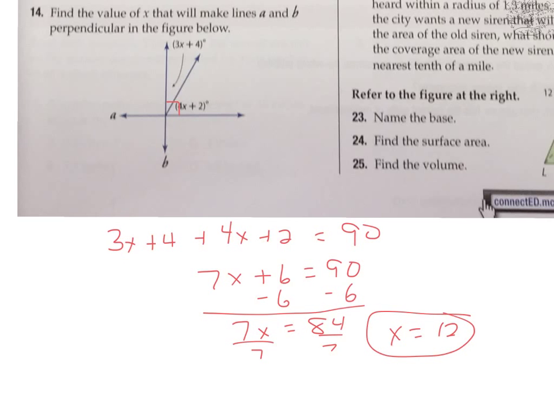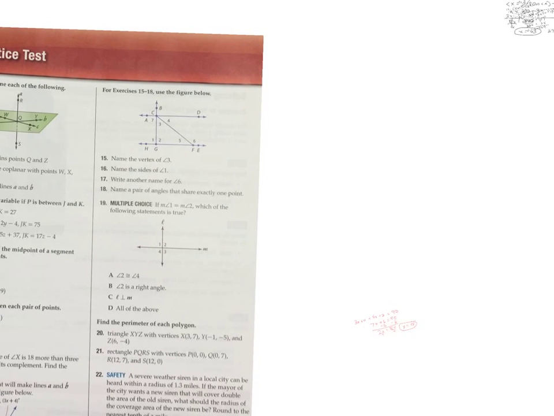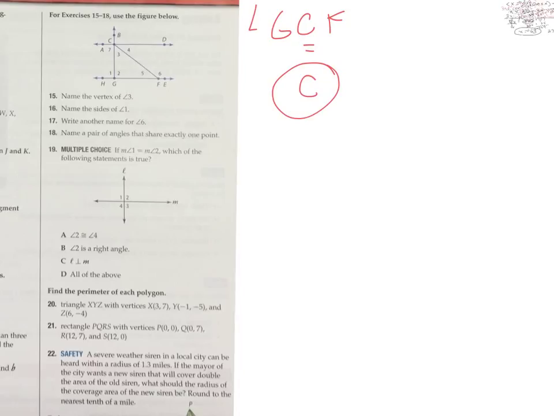Let's go ahead and do one more on this one. So let's go ahead and shrink that out. Let's move this down here so I can look at number 15. Okay, let's look at number 15 now. Name the vertex of angle 3. Angle 3 happens to be the angle GCF, right? GCF would be angle 3. The vertex is always in the middle, right? So C would be the vertex of angle 3.